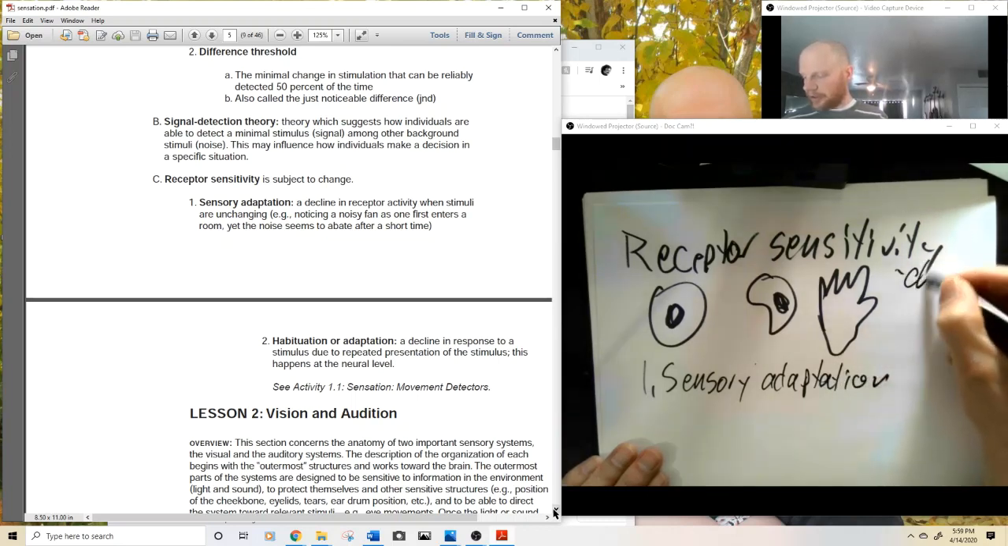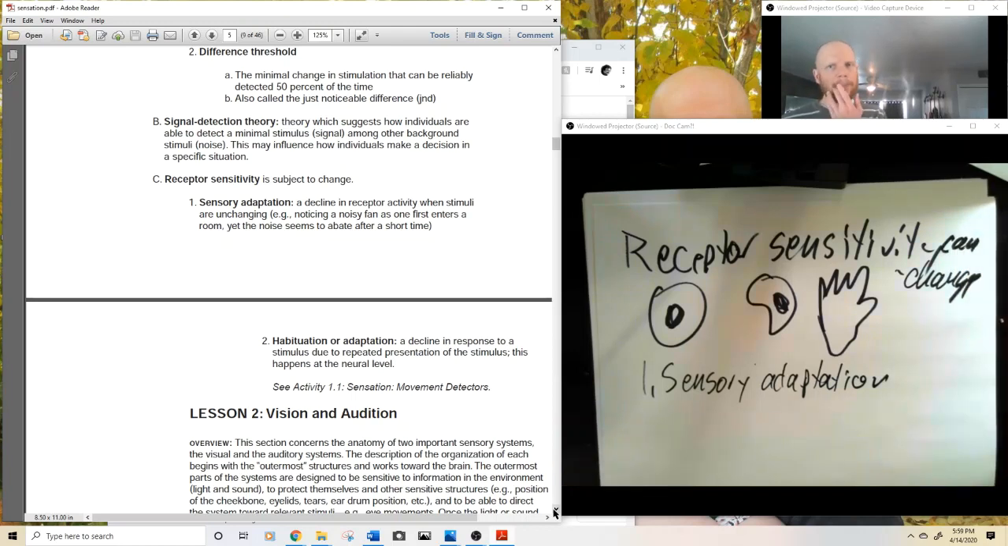This can change, and I talked about this earlier. What I can hear, my range of hearing, is lower than yours. My dad's is lower than his. What you can see changes over time. What you can smell changes over time.